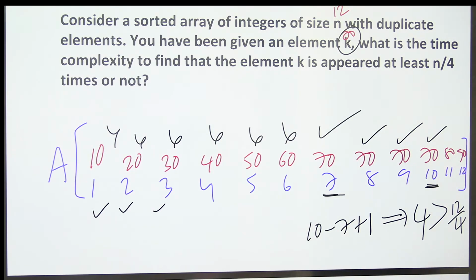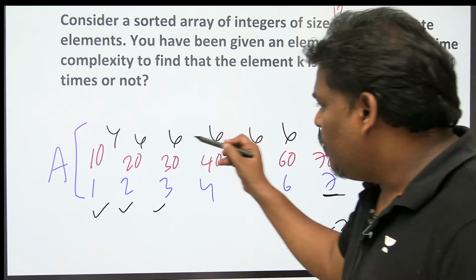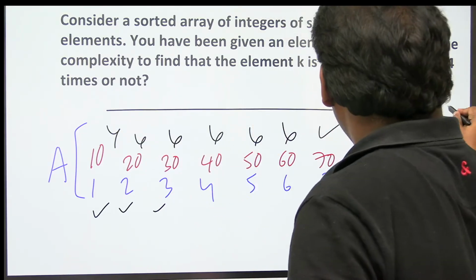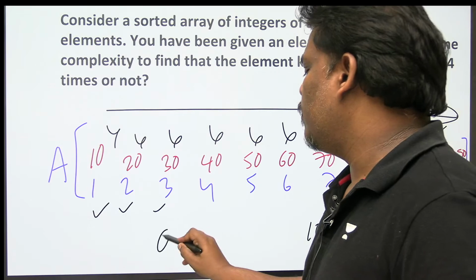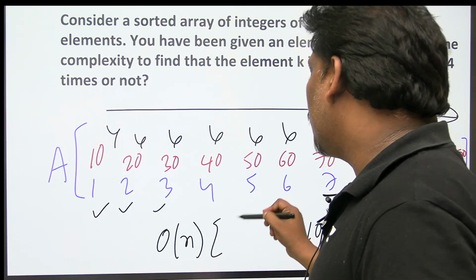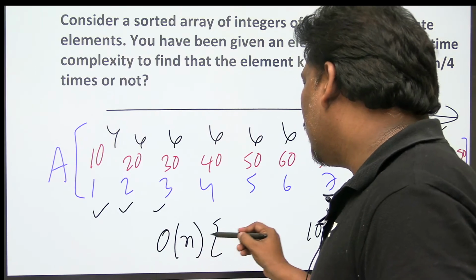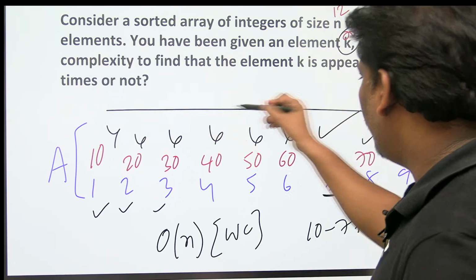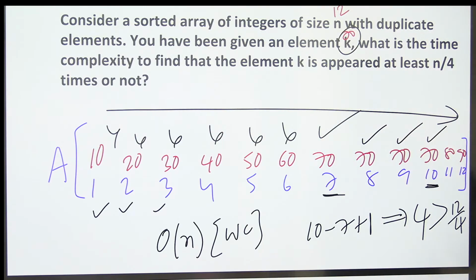You have been given an element k. What is the time complexity to find whether the element k appears at least n by 4 times? So this is one way. You asked every person, one scan you did. This algorithm's time complexity is order of n. Which case is it? Worst case, because you have to ask every person.